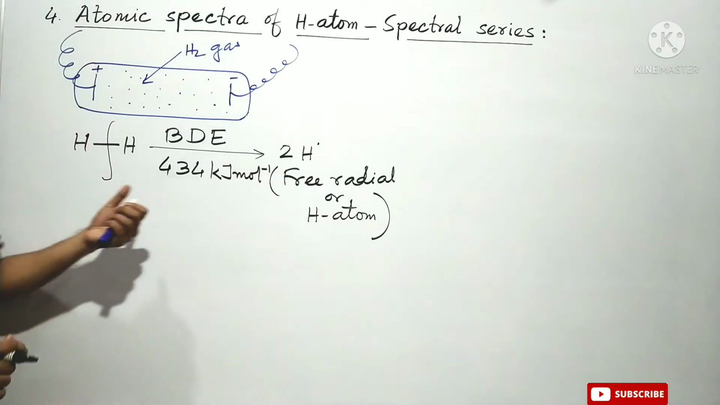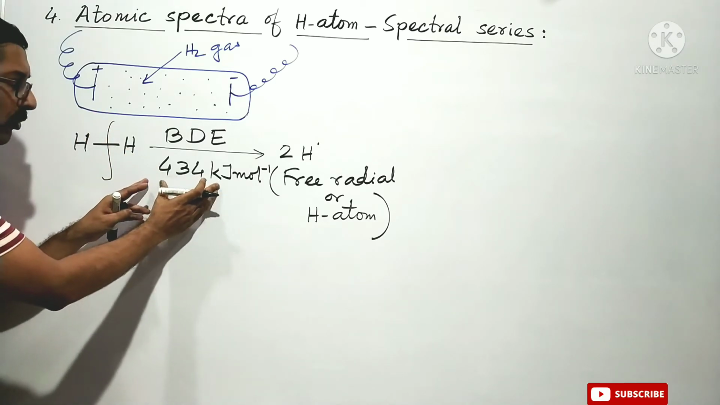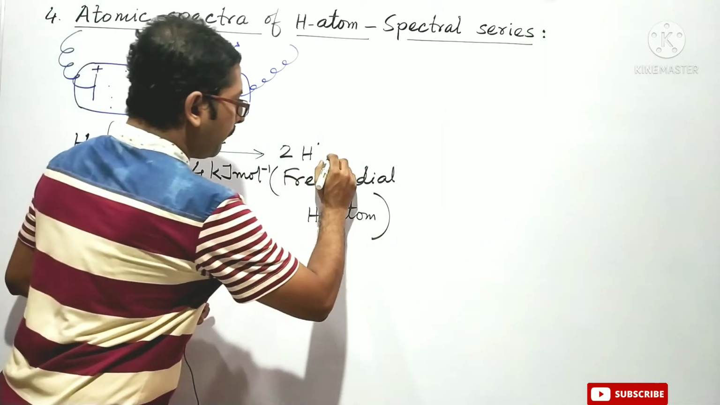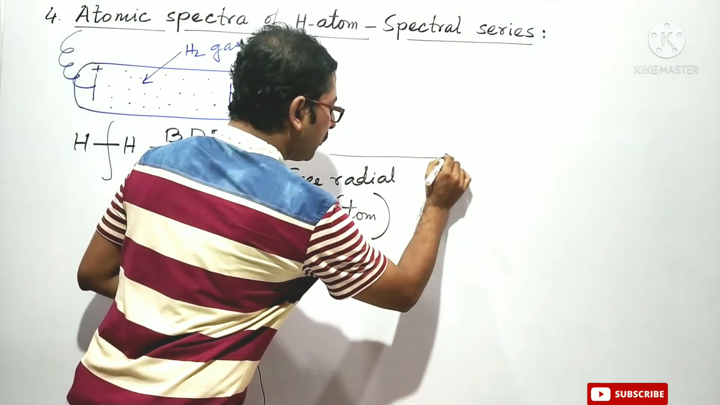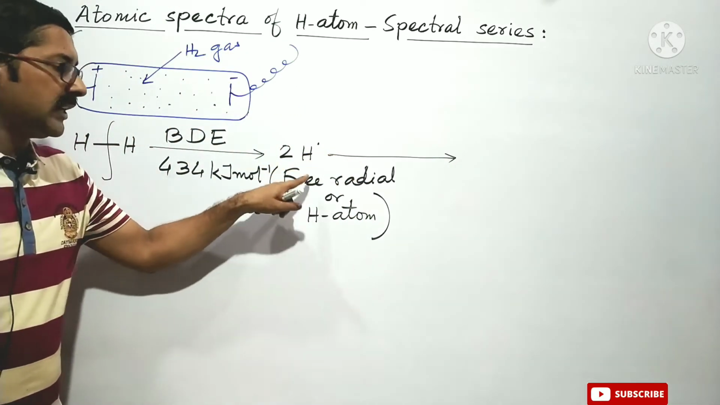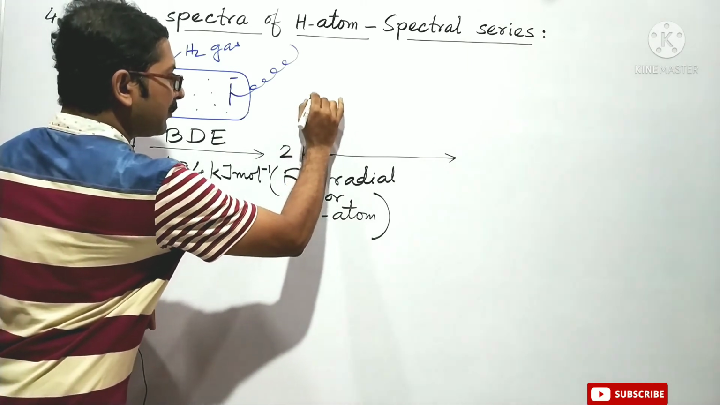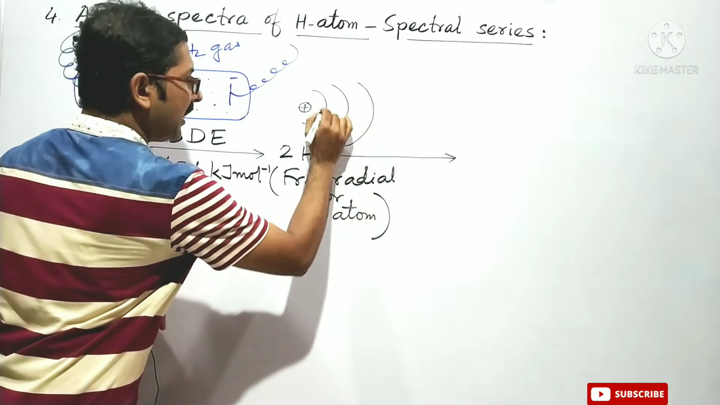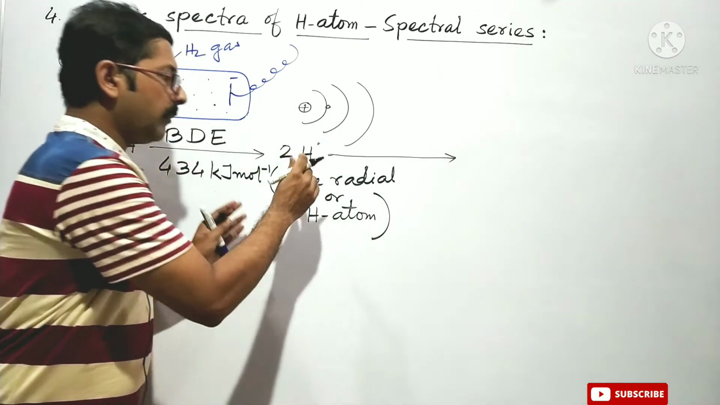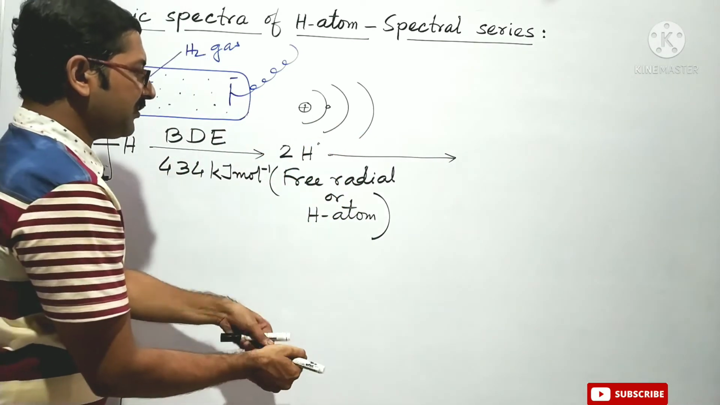So to break 1 mole of hydrogen bond, we need 434 kilojoule of energy, right? If we produce more energy, now what will happen? Look, the electron present in the hydrogen atoms, firstly these electrons are present in the ground state, that is the first orbit of hydrogen atom. And now if we produce further energy, what will happen? Definitely the excitation occurs.